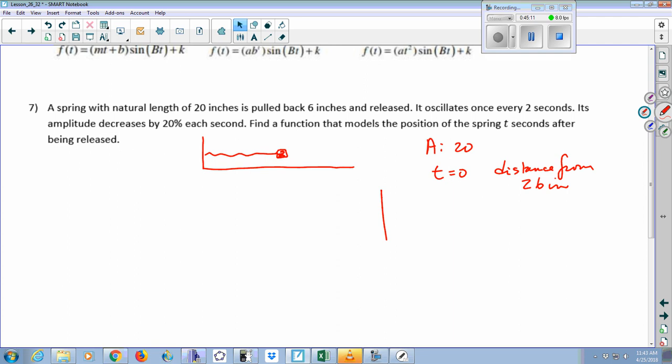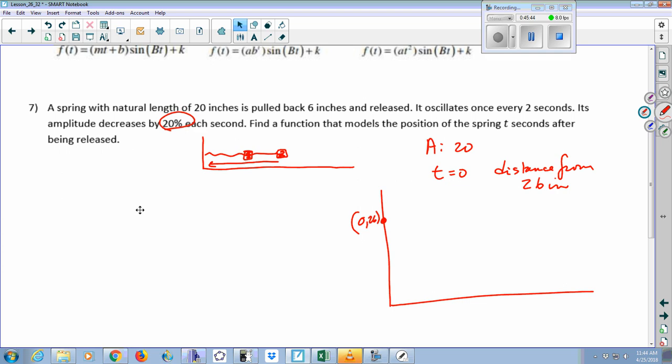So that's your maximum. If we were starting to graph this, at time t equals 0, we'd be 26 inches from the wall. This thing is now going to go back that way. It's going to pass its natural length at some point, which is 20 inches, and then it's going to go back, come back, and go back again. But it's not going to come back to the same height. It's going to be decreasing. It's decreasing by 20% each second.